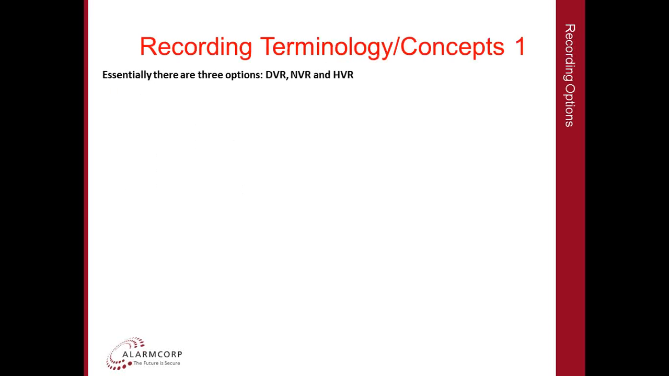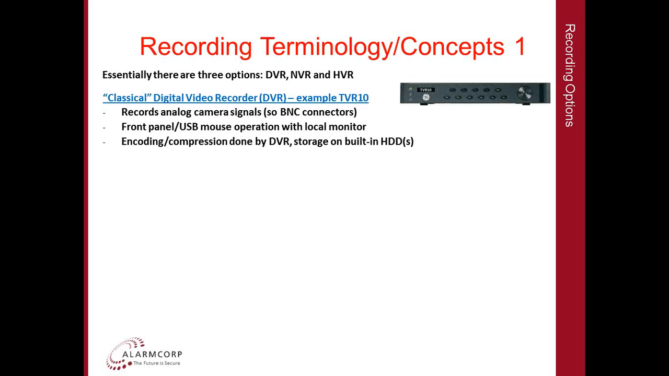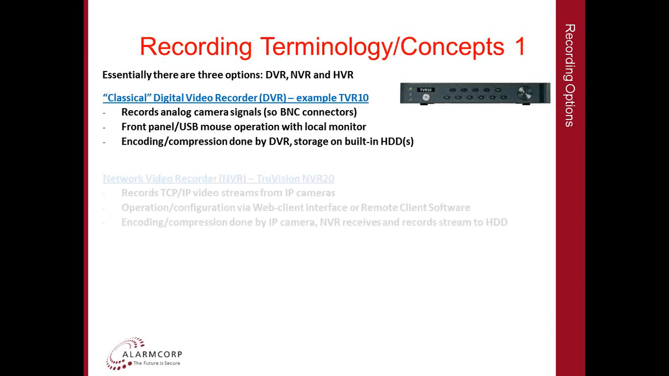Essentially, there are three options: DVR, NVR, and HVR. A DVR is what I'd call a classical digital video recorder, for example a TruVision TVR10. This records analog camera signals, so it's got BNC connectors on the back. You typically operate it via the front panel or a USB mouse in conjunction with a local monitor. The encoding compression is done by the DVR, and storage is on one or more built-in hard disks. And there we have a picture of a typical DVR, in this case a TruVision TVR10.